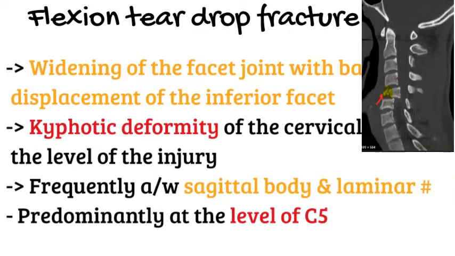This CT scan shows a flexion type of teardrop fracture with backward displacement of the posterior fragment of the involved body.